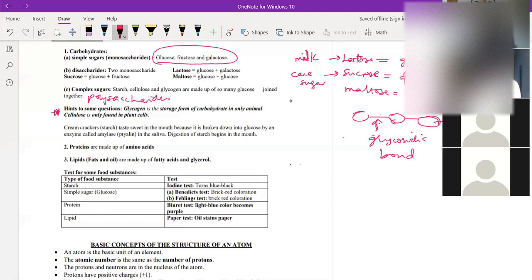Animals don't have starch in us. Starch can only be found in plants. So these are some key things that you should note down. Cellulose, starch, plants. Glycogen, animals. So let me add the starch here, plants only.